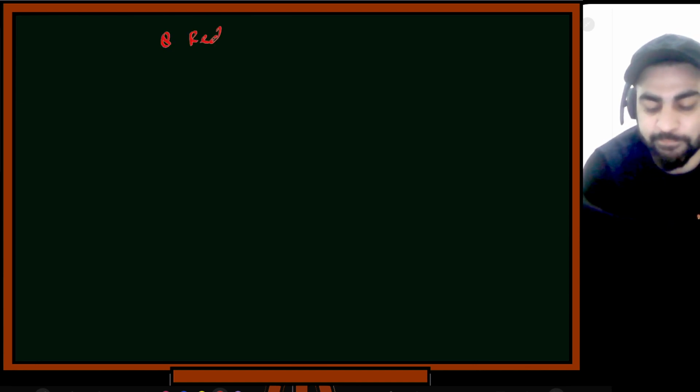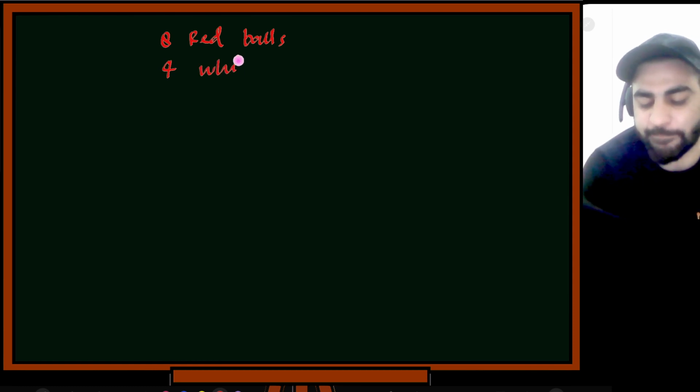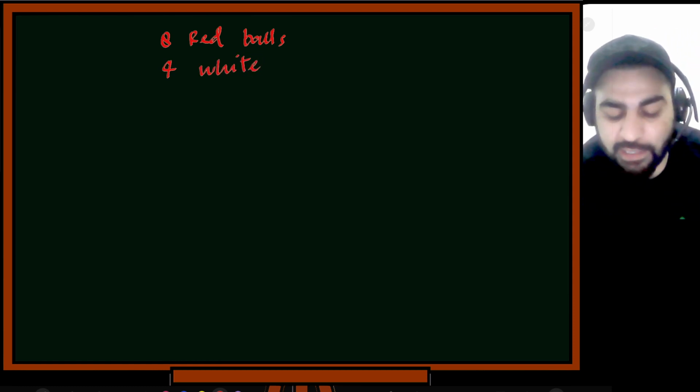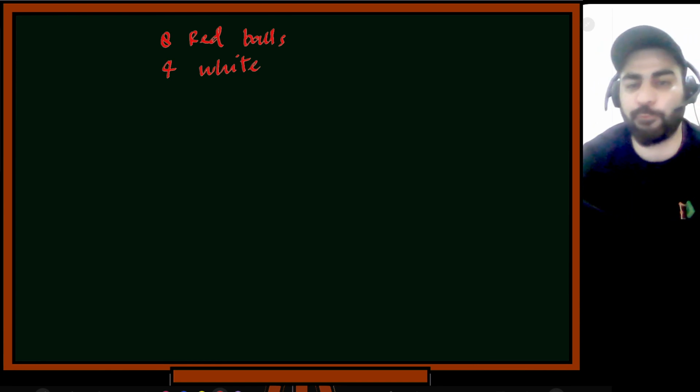Let's suppose an urn, or a basket, contains 8 red balls and 4 white balls. Please focus on the question, and then you have to answer it. So we have an urn in which there are 8 red balls and 4 white balls.